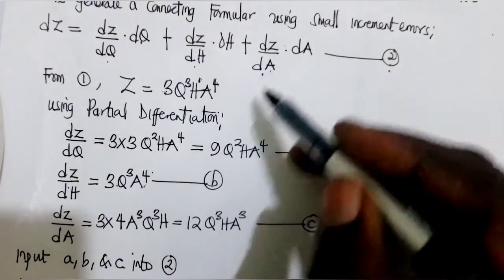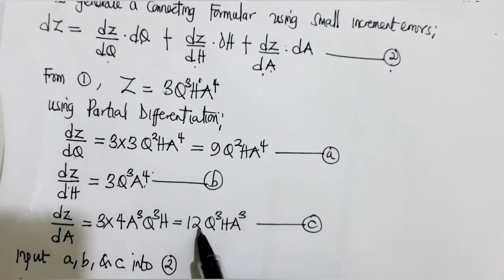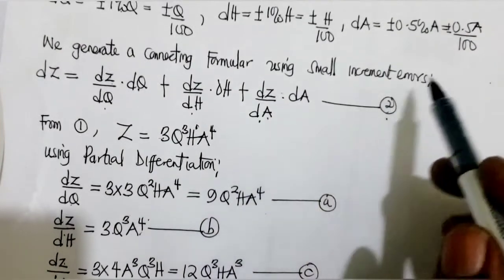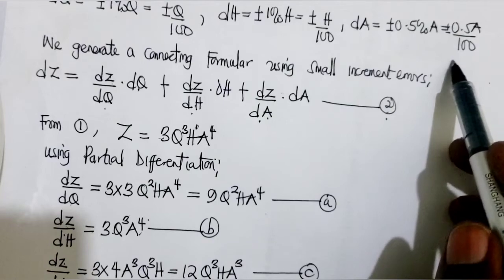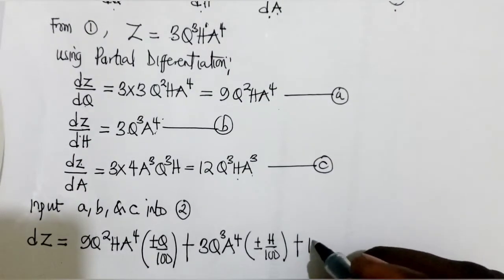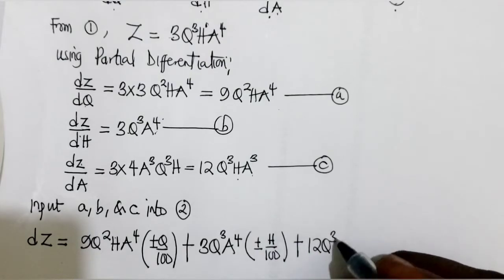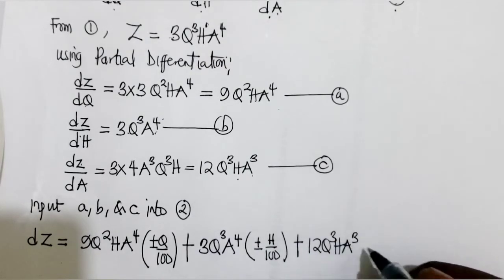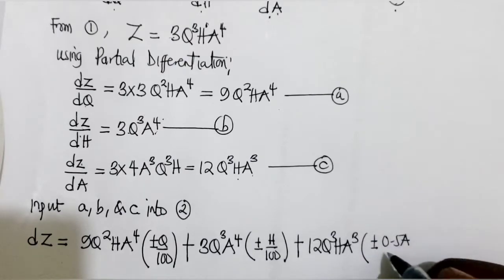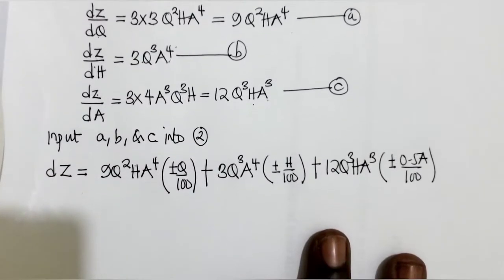dz/dA. And my dz/dA is what? 12q³ h a³, while dA is expressed as 0.5% in A. So I'm going to be having 12q³ h a³ into bracket plus or minus 0.5a all over 100.